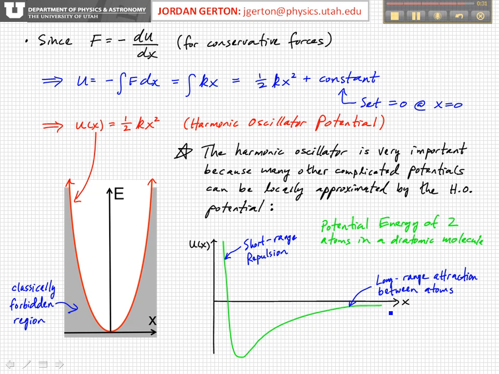So if we think of this as kind of the center of mass, x is the distance between them, and this potential energy reflects the fact that it's attractive at longer range. That means it's negative and has this negative slope. That's basically what keeps the two atoms in the diatomic molecule together. But of course, if they get too close, then they start repelling each other.